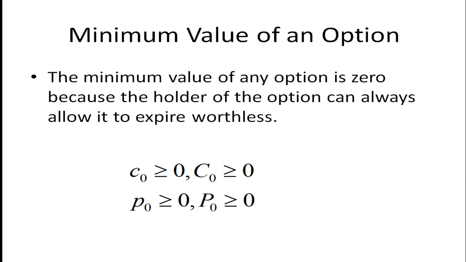Now, the minimum value of any option, European or American style, put or call, has to always be greater than or equal to 0. Okay, no less than 0. Let me say it that way, because you can always allow the option to expire worthless. So if you think you're going to lose money on it, you just throw the option away. You'll lose what you paid for the option, but no more.